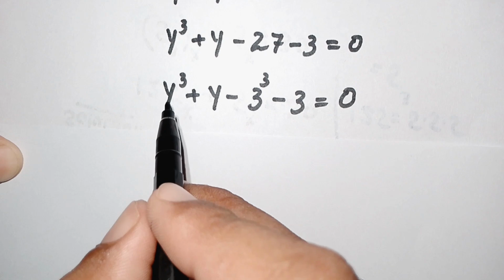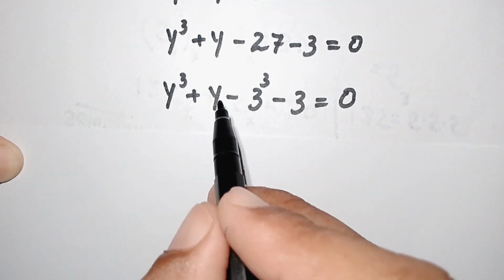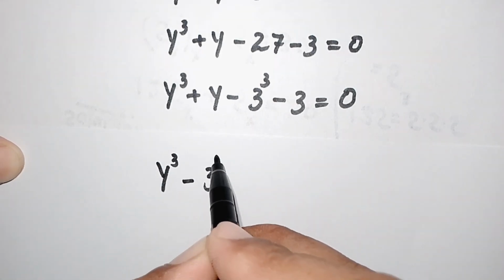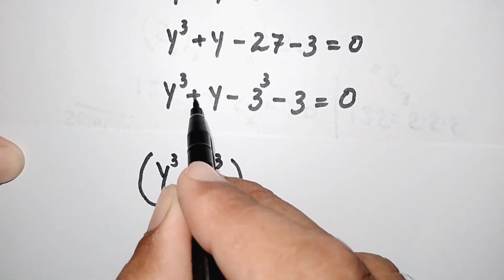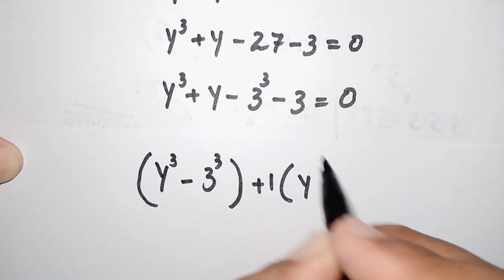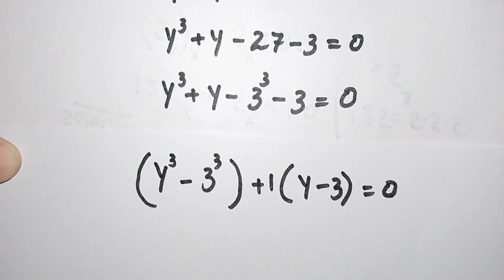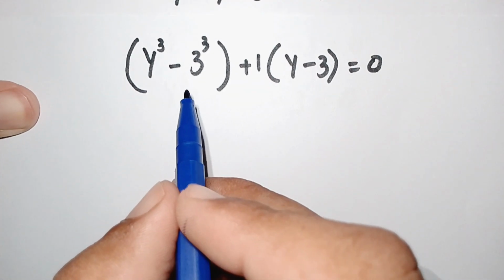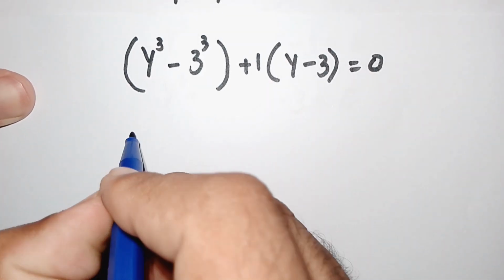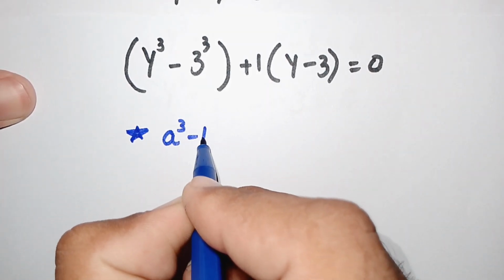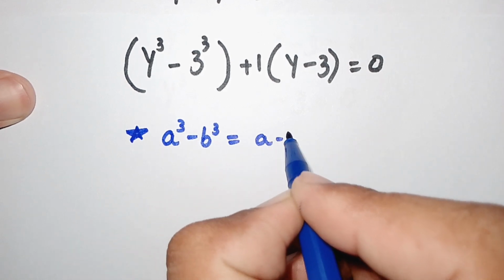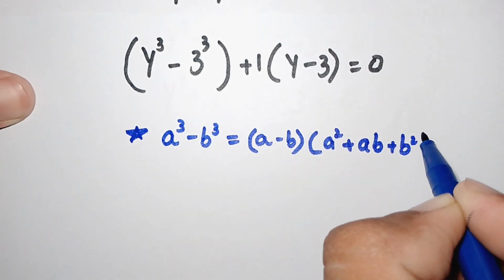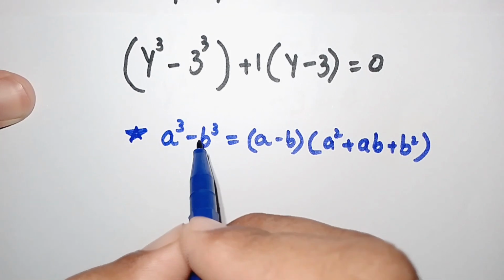Now in the next step, we have to combine the y to the power of 3 with the 3 to the power of 3, and y with 3. So this will become y to the power of 3 minus 3 to the power of 3, and here plus 1 times (y minus 3), which is equal to 0. Now, to solve this, we have to use this identity, that is a to the power of 3 minus b to the power of 3 is equal to (a minus b) times (a square plus ab plus b square). So here we have to apply this identity.